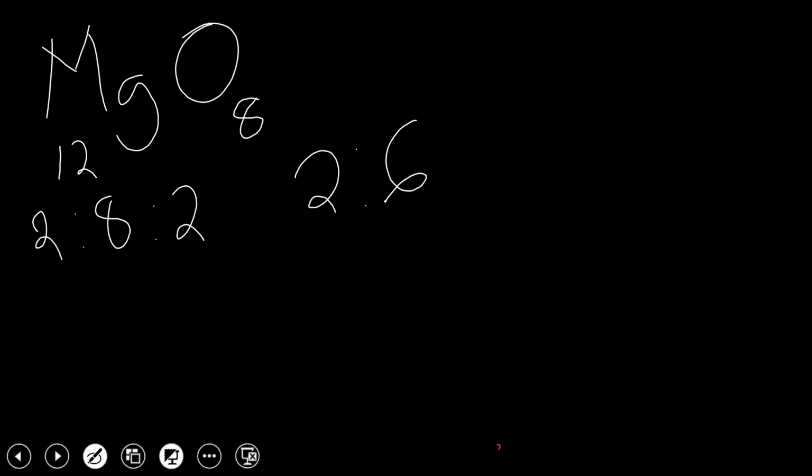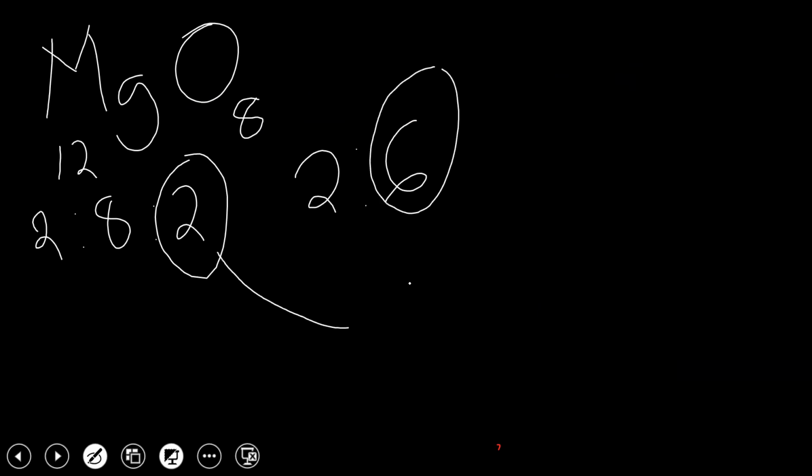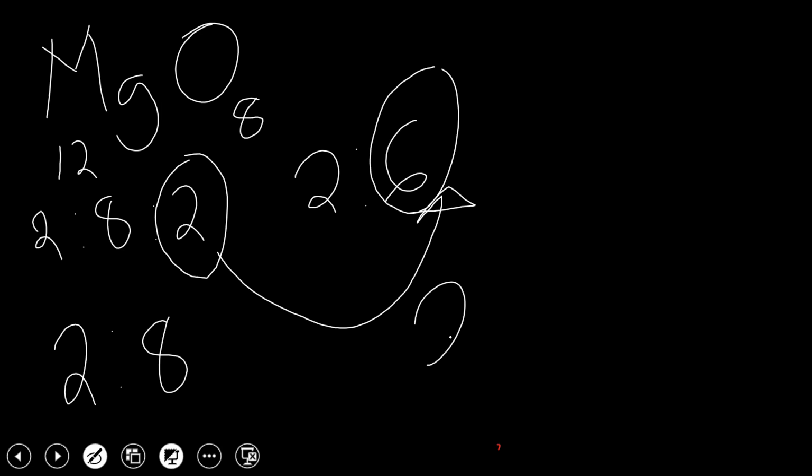To form a stable configuration, magnesium just loses these 2 electrons, whereas oxygen needs 2 electrons to form a stable configuration. So these 2 electrons are given to the oxygen atom, and magnesium becomes 2, 8, and oxygen also becomes 2, 8. So that is ionic bonding. That's how ionic bonding occurs.